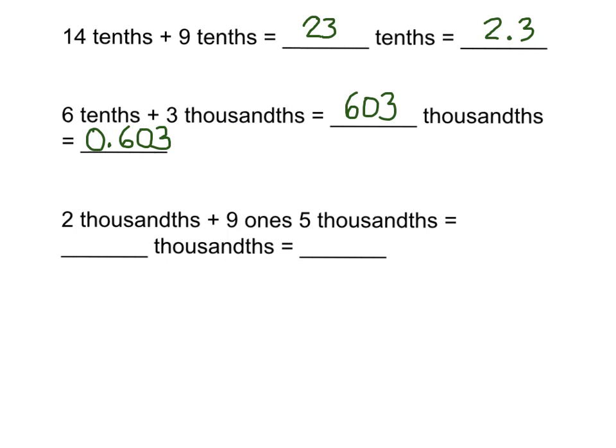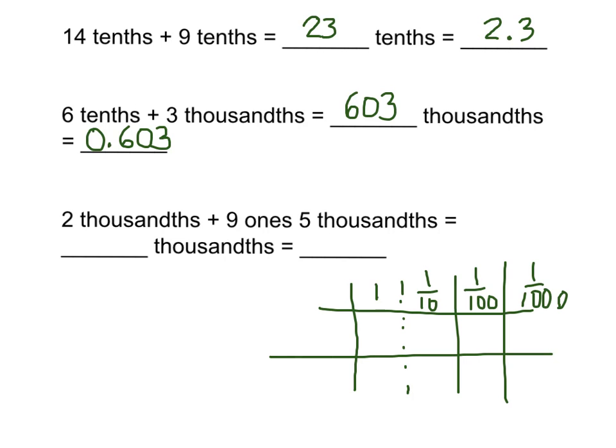For my last problem, I have 2 thousandths plus 9 ones, 5 thousandths. So this is one number, but it's kind of put together. It asks how many thousandths. So again, I'm going to draw my chart. It says here that I have 2 thousandths, so there's my 2 thousandths. And then the other one says I have 9 ones. There's my 9 ones. And 5 thousandths.